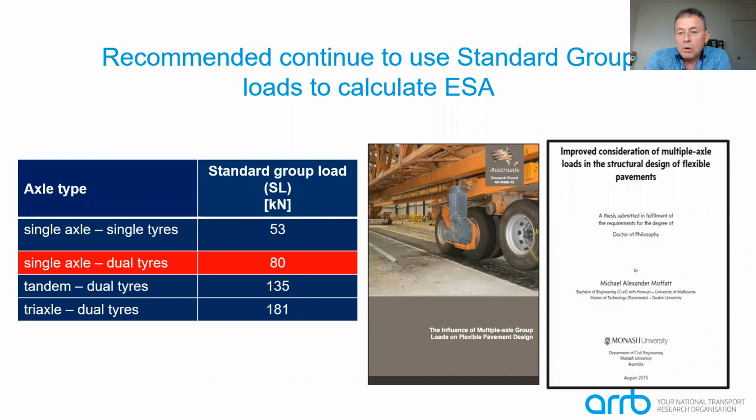So that work was done by Michael Moffat of ARRB, who did it as part of a PhD at Monash. And so if you'd like to see some further details about the work, you could look at either this Austroads report or Michael's thesis. Basically, the research concluded that we should continue to use these standard group loads. There wasn't any need to change in terms of looking at the rutting damage of granular pavements. They were suitable standard loads to use.